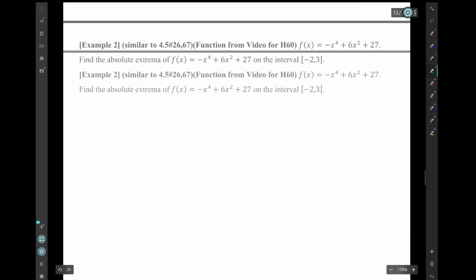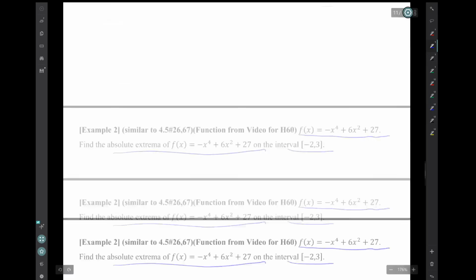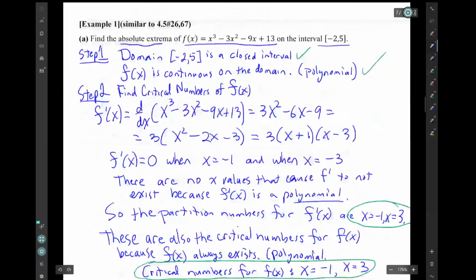Let's go on. This is a little bit harder example. In this example, we have f of x is this 4th degree polynomial, and we're supposed to find the absolute extrema of f of x on this interval -2, 3. All right, well, step 1, we observe that our function is continuous on a closed interval. Step 2, we're going to find the critical numbers.